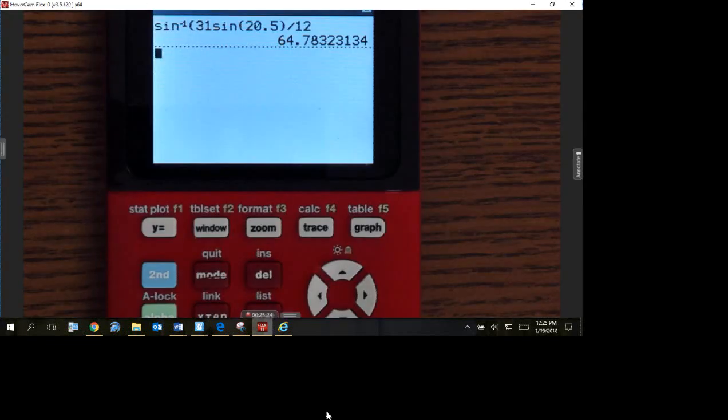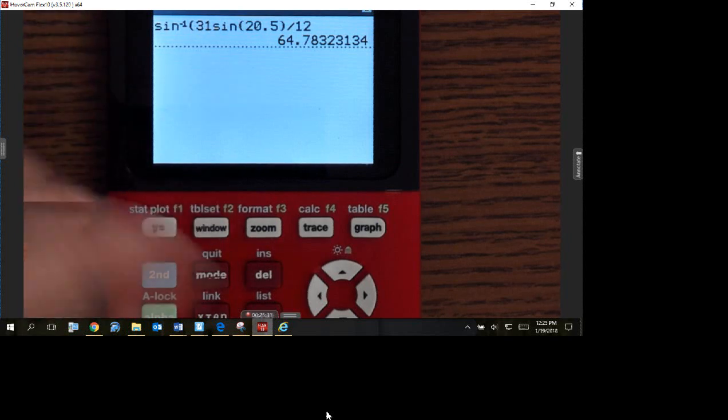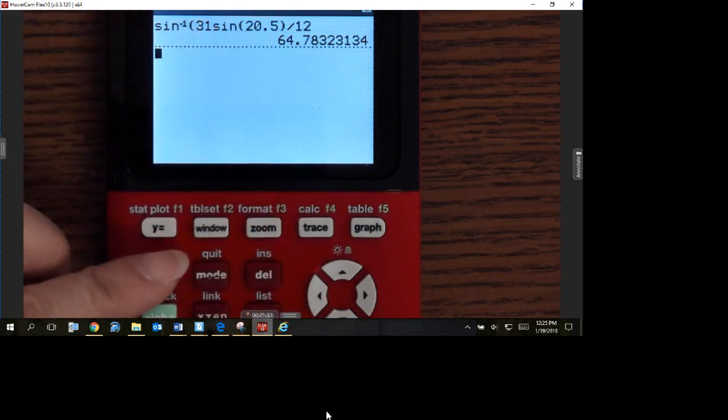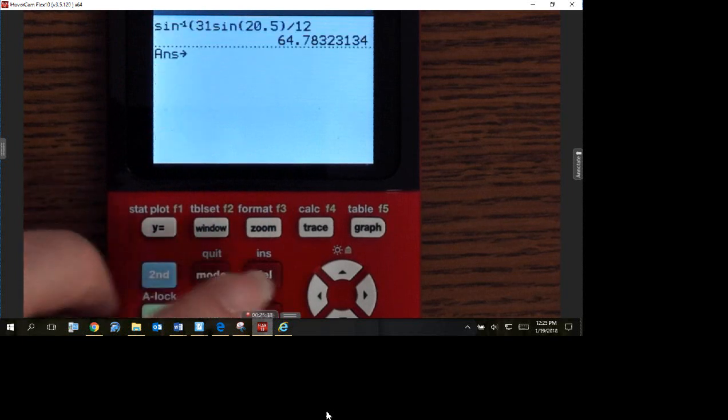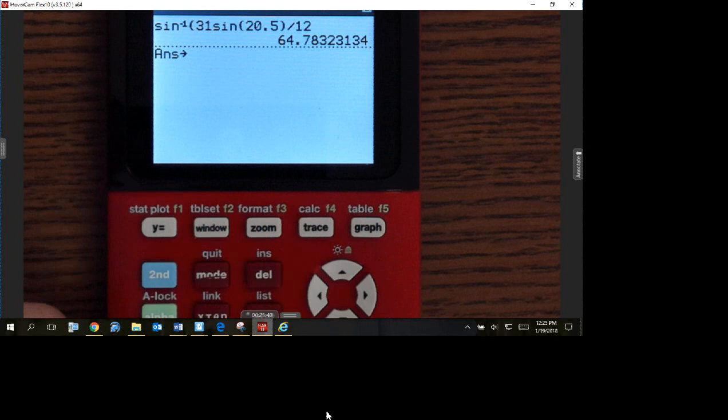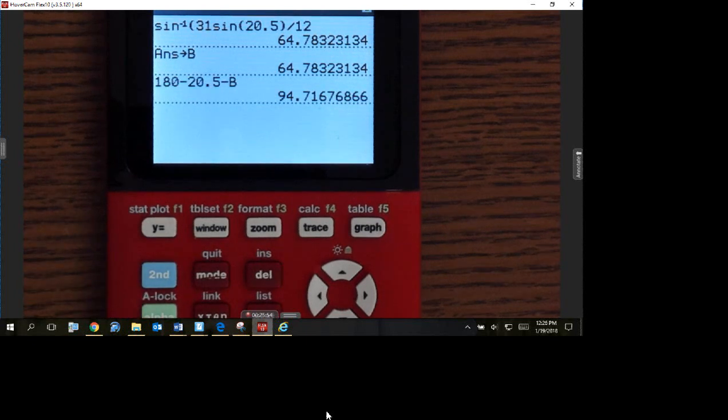Okay, so I got it in my calculator, now I'm going to store it as B because we're going to need it later when we do the second case. So I'm going to store it so I don't have to go all the way back up and forth. Store it as B, and I got it stored as B. Now I need to find angle C. So we're going to do 180, take away 20.5, take away angle B. 94.717 is angle C.